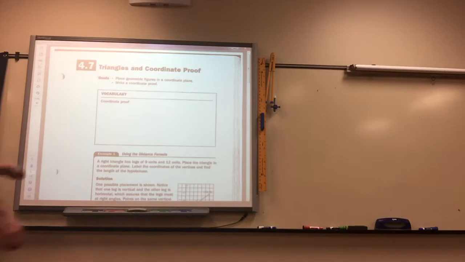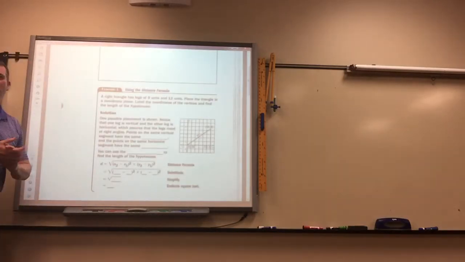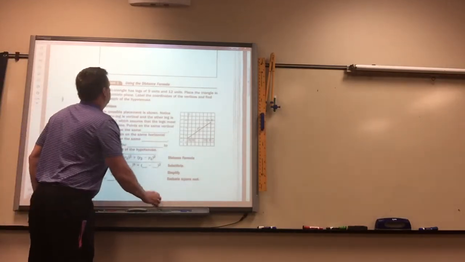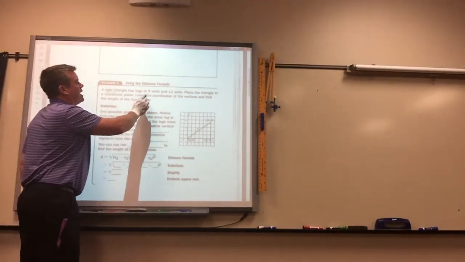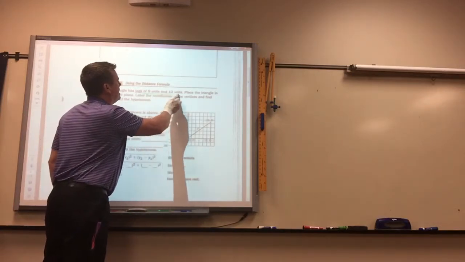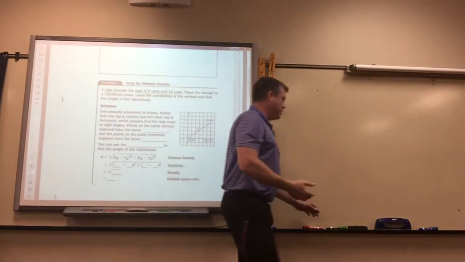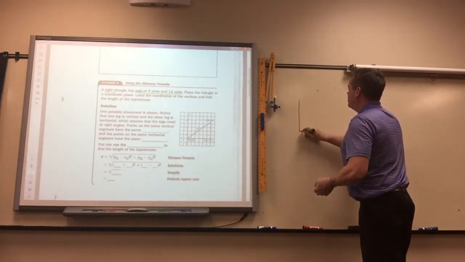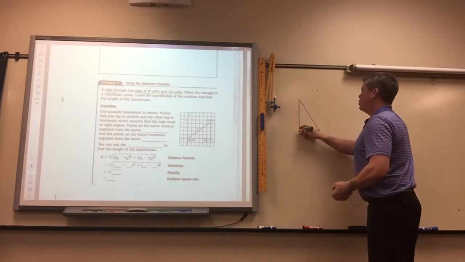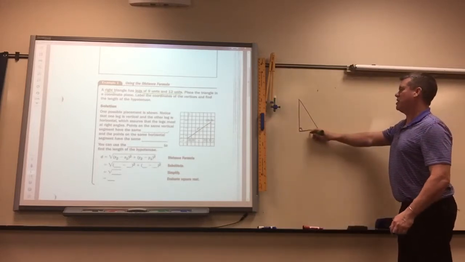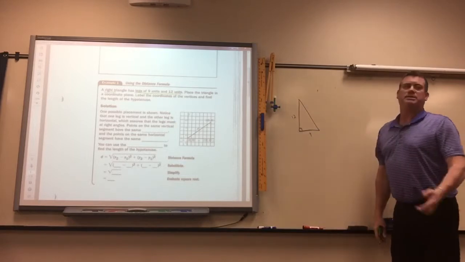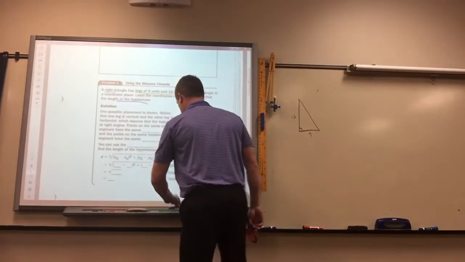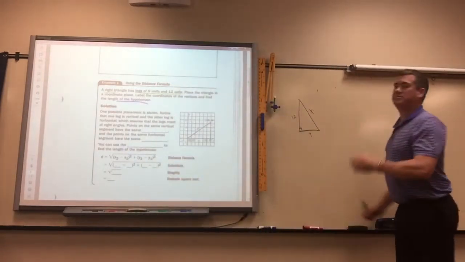Okay, coordinate proofs. This is stuff that we've done before, just never in this type of form. They tell us you have a right triangle that has legs of 9 and 12 units. Now, you did this back in 8th grade, just a little bit last year. A right triangle, if you drew it, and it says the legs are 9 and 12. So they're wondering, find the length of the hypotenuse. So you're looking for that.